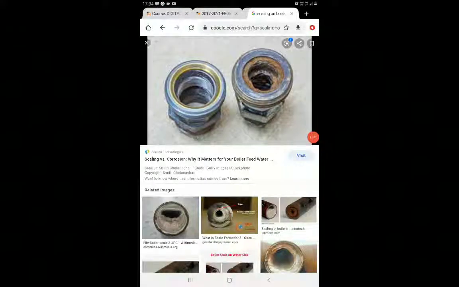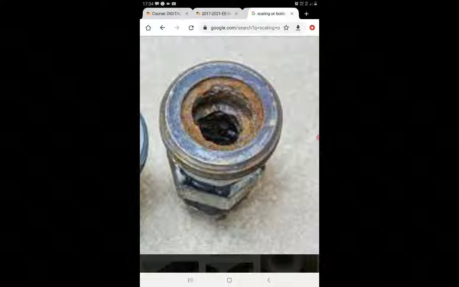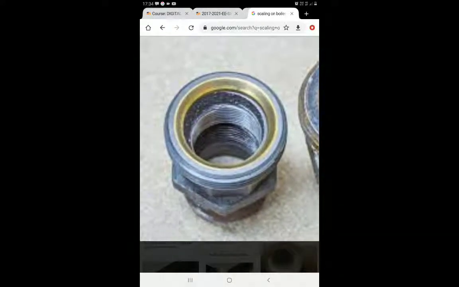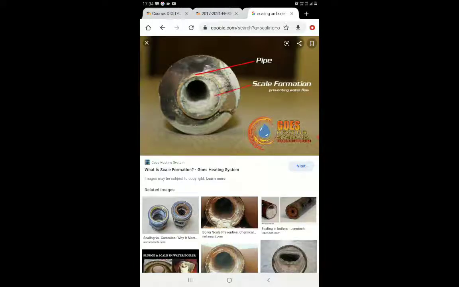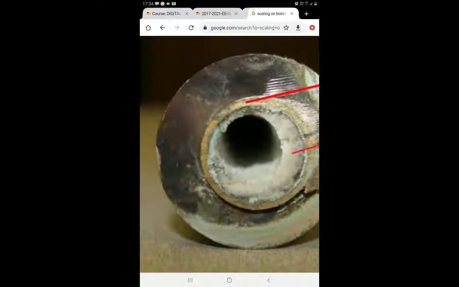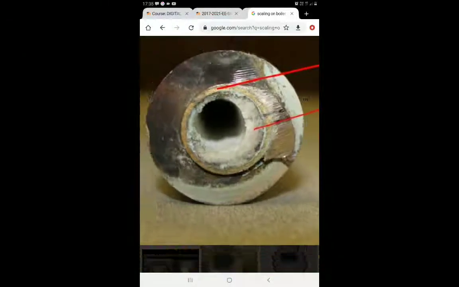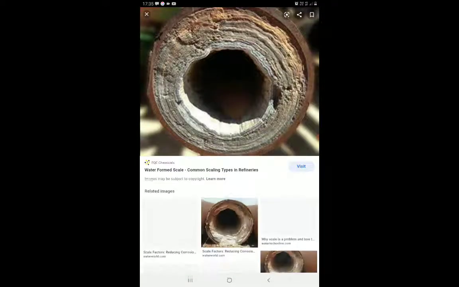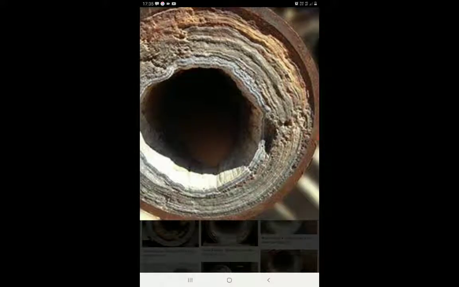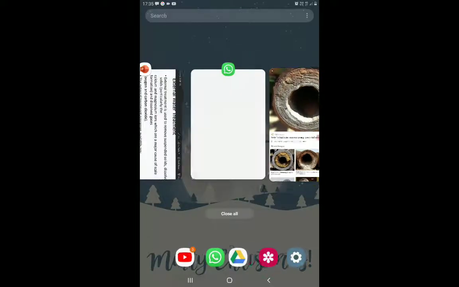Here we can see the normal tube and the tube which has formed scale. Inside this tube we can see scaling, and here this is the normal one. Same thing for scale formation. Here we can see the salt scale formation inside the tube and the normal pipe here. So this we call scaling. Okay, so there is a lot of information. Here you can see a lot of scale formation inside the tube. Okay, so this is what we call scale formation.